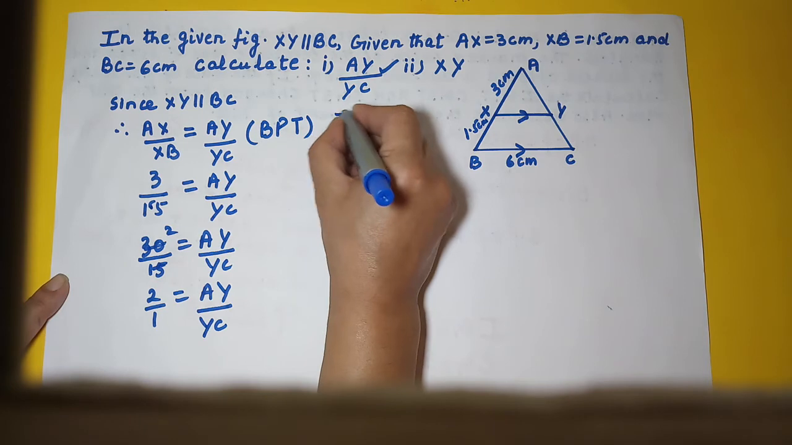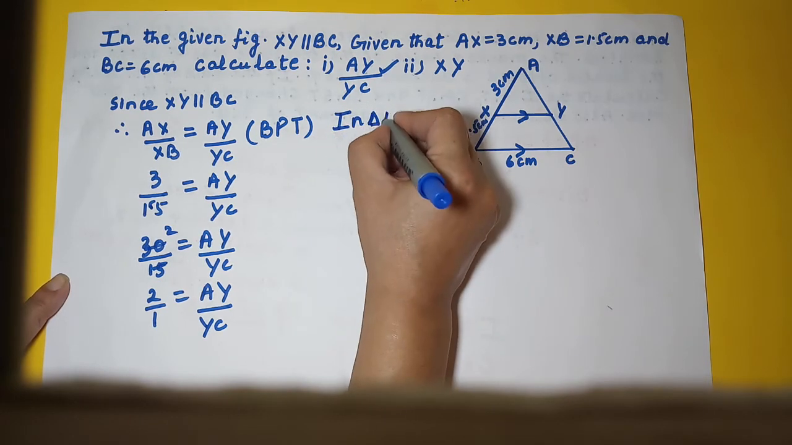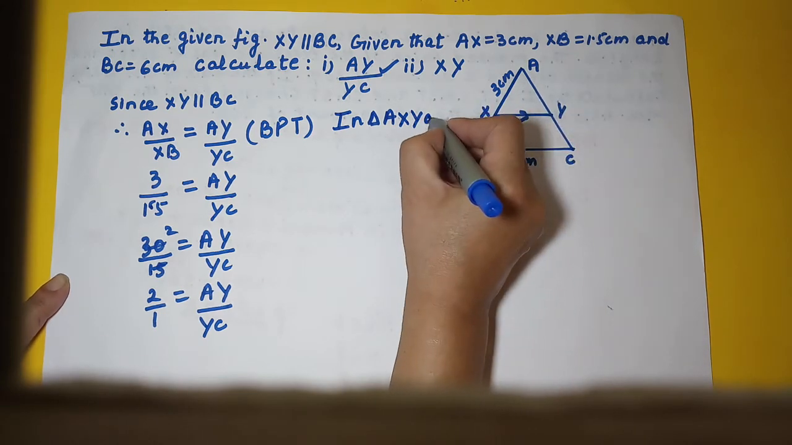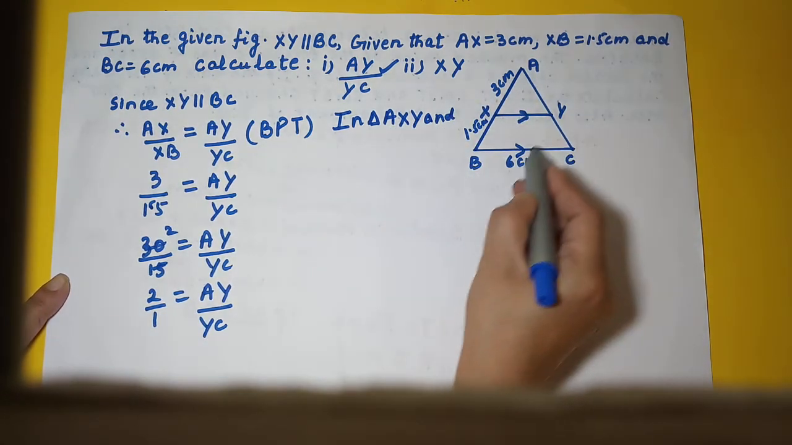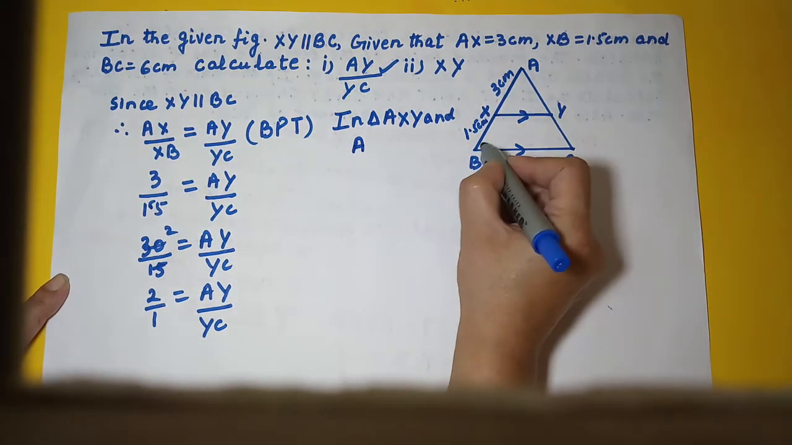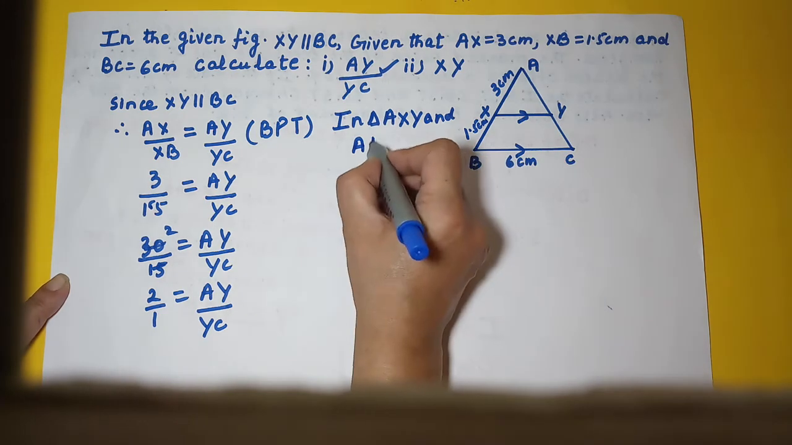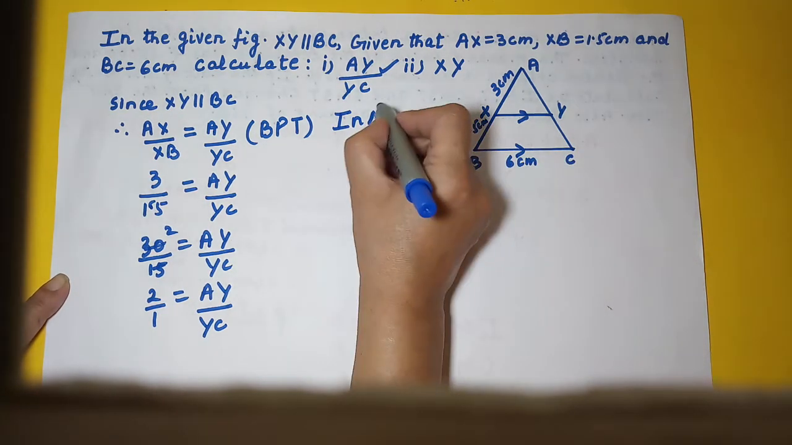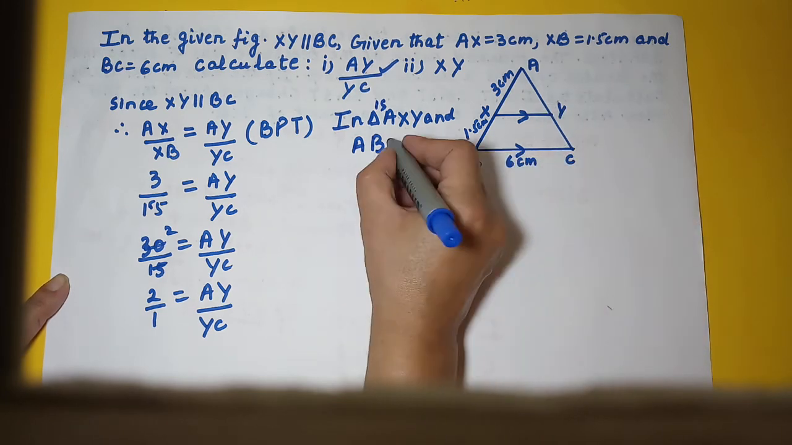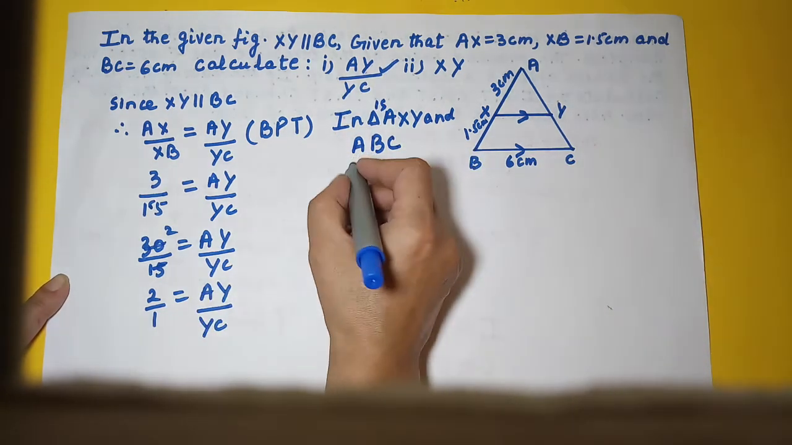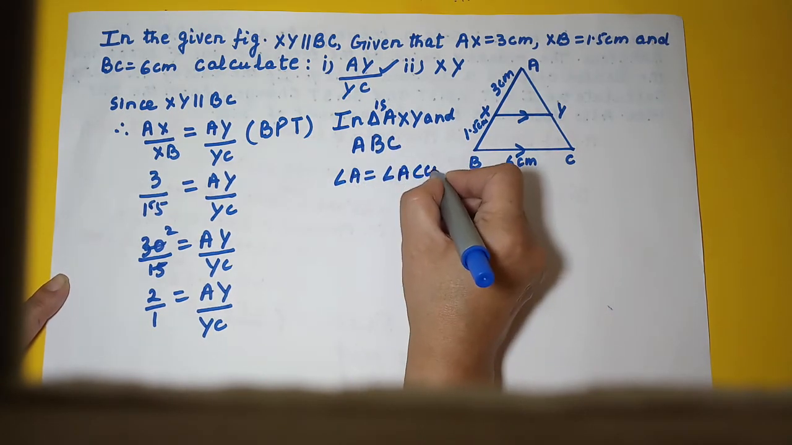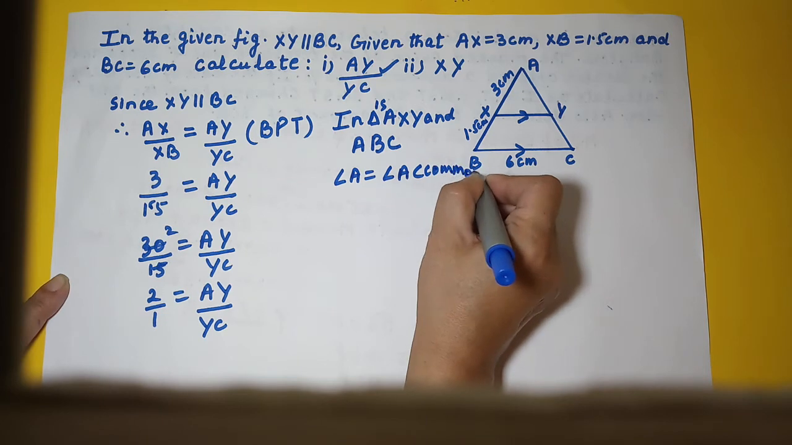So we will write in triangle AXY. You have to take the same order. So A, X, Y and A, B, C, because angle AXY is equal to angle ABC. So here we will write C. You will write angle A is equal to angle A. Why? Reason? Common, because that is common in both the triangles.